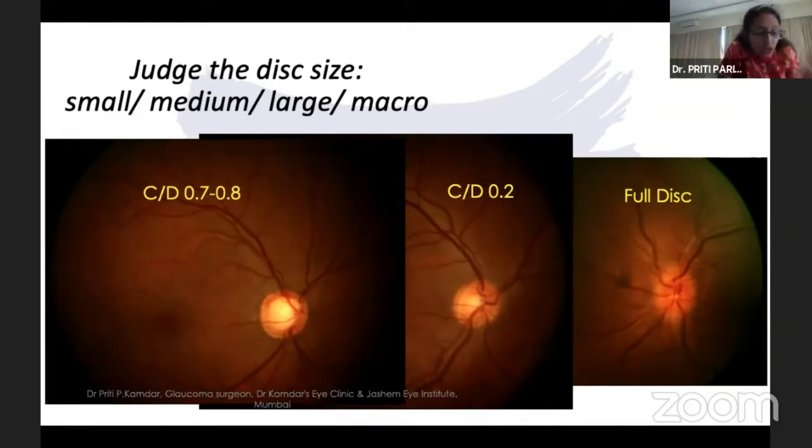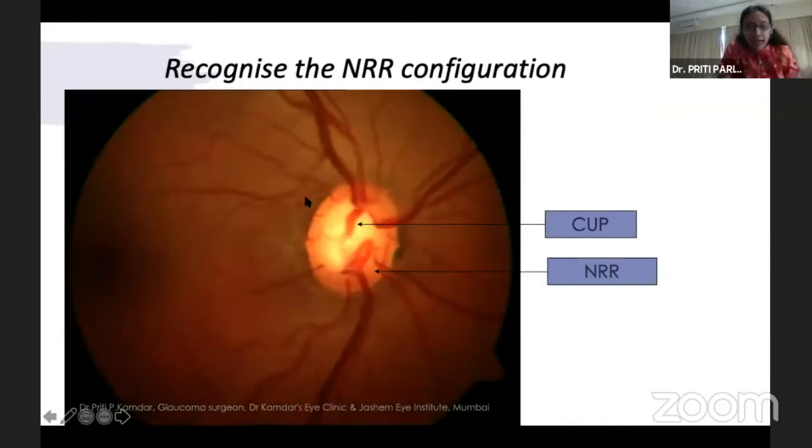Now, the visual impression of a large CD ratio makes it more susceptible to be labeled as a glaucomatous disc, and similarly damage is likely to be missed in a disc like this, which has no cup. Between the rim and the cup now lies the neuroretinal rim. The real substance of the disc lies here.